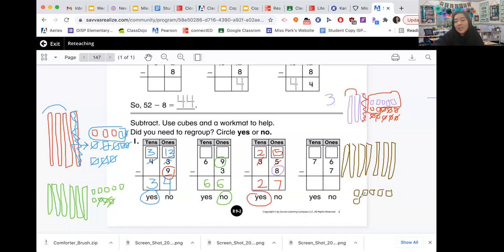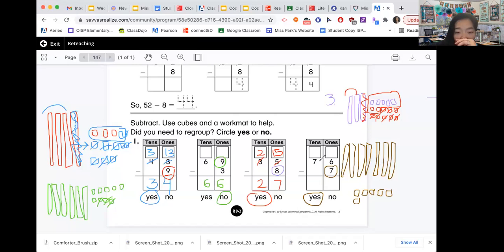Now we need to take away 7. 7 wants to go to another party, but uh-oh, the number 7 is on the floor. It's on the bottom. What is our poem? More on the floor. Go next door and get 10 more. So do we need to regroup? Yes. Everyone circle yes.